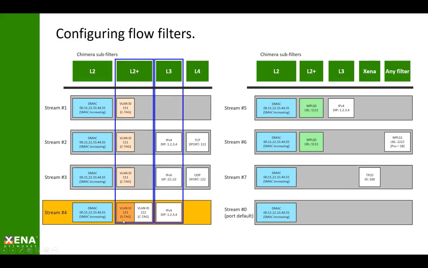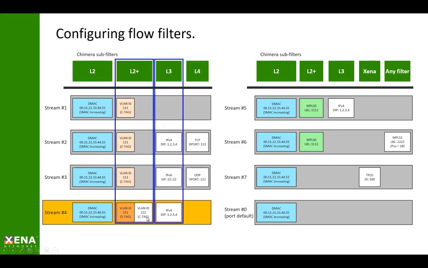Stream number 4 is a double tag frame with an outer VLAN ID of 111. So why does Chimera not match this stream to flow number 1 with a similar VLAN ID? The reason is that when the L2 plus subfilter is configured for a single VLAN, it will assume that this VLAN is a C tag and verify the correct ether type. When configured for a double VLAN, it will assume that the outer tag is an S tag and the inner tag is a C tag, again verifying the correct ether types.